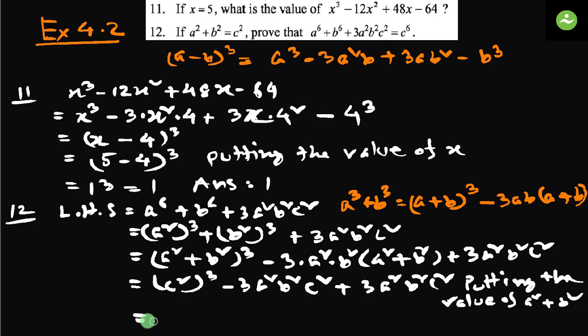Now equals, this is a minus quantity and this is a plus quantity, the same quantity. So this is gone. We are only left with (c square) whole cube, which means c to the power 6. Is it equal to the right side? Yes. So we can say it equals the right hand side. So proved. Thank you very much. Allah Hafiz.